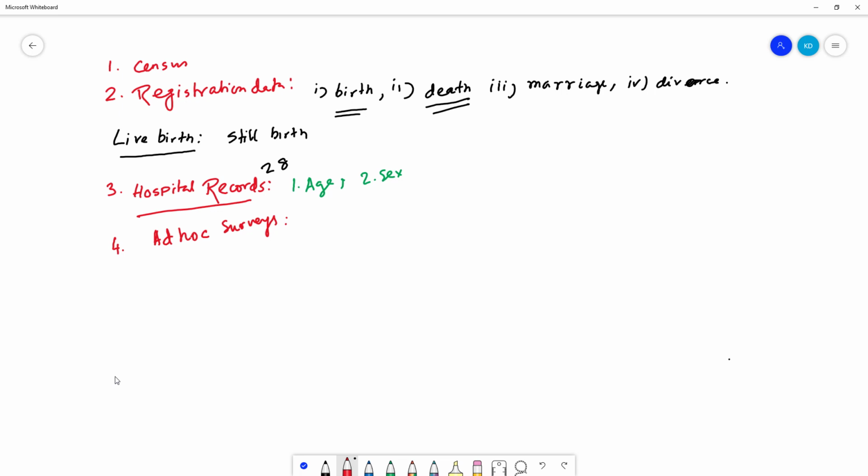These are the four methods of collecting raw data of vital statistics, that is census, registration data, hospital record, and ad hoc survey.